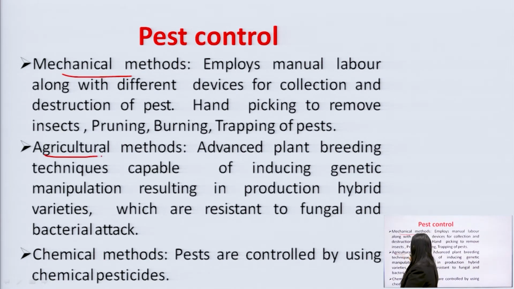Then we have agricultural methods. This basically involves advanced plant breeding techniques which are capable of inducing genetic manipulation, resulting in production of hybrid varieties which are resistant to fungal and bacterial attack. By hybridization, you have come across one such variety which is resistant to the attacks by the fungus or the bacteria. The third way is the chemical method of pest control.